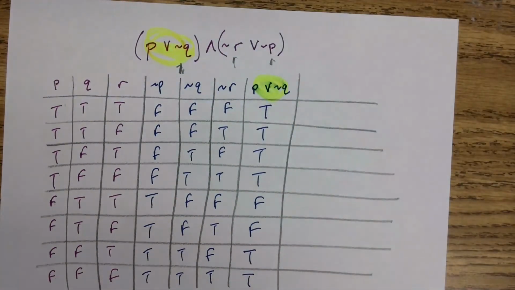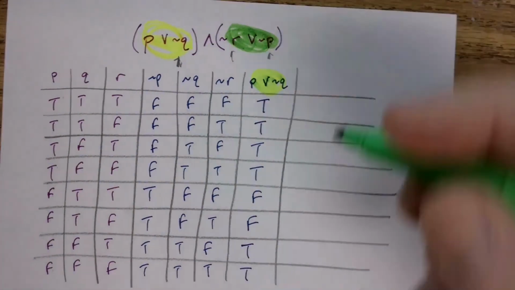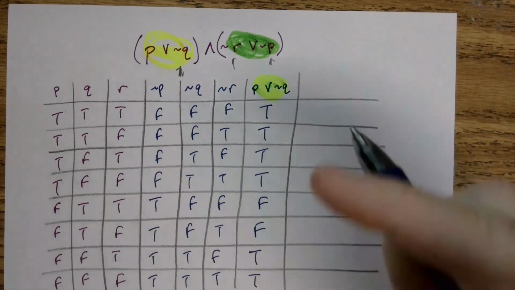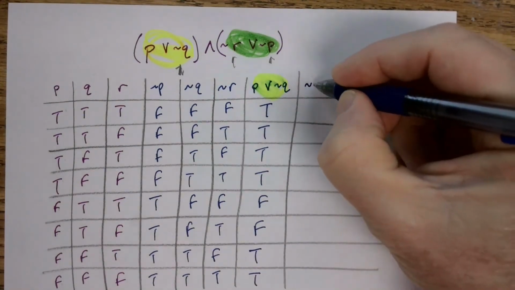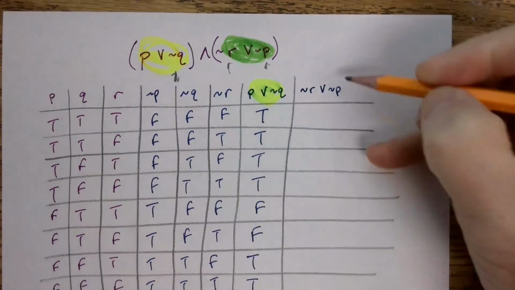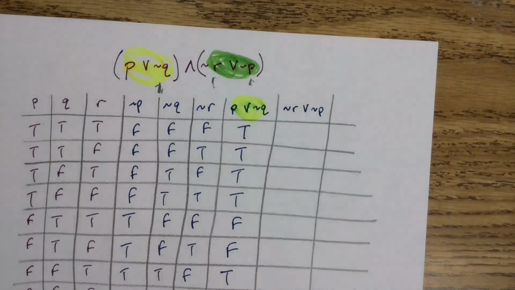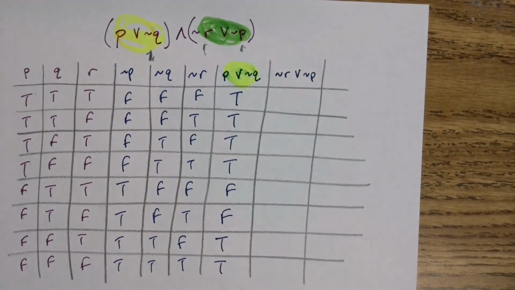So what we need is the right side of the main connector. We need this thing. Not R or not P. I wish we had more time because there's some really cool stuff that you can do with this, but it's bonus material that we don't have time for.